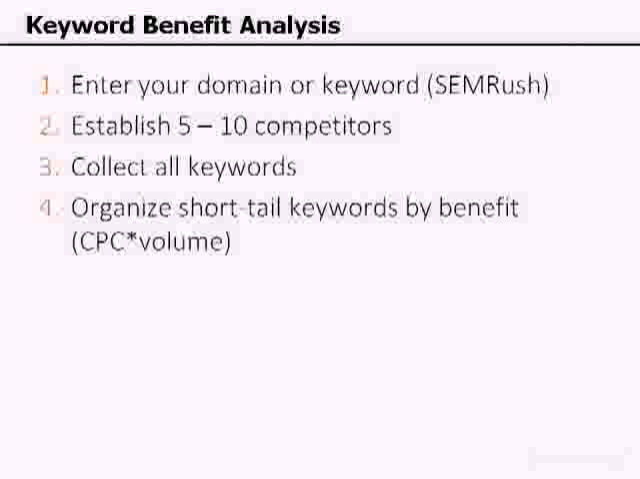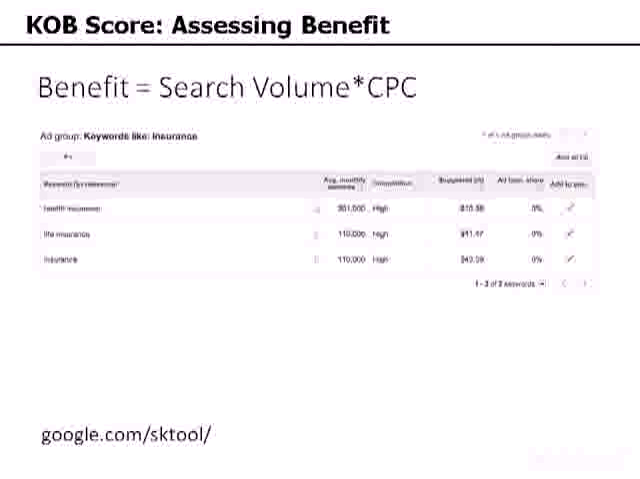We're going to enter our domains, and we're going to assess the benefit. We're going to organize these short tail keywords by cost per click and volume. So this is pretty easy to get. You can get it from a basic tool like the Google AdWords tool, which is shown here. It'll take a few more clicks than getting it from SEMrush, and you won't get quite as many words, and it'll take you a little while longer. It's a little clunkier, but you'll get it direct from the horse's mouth at Google, and it's a free tool.